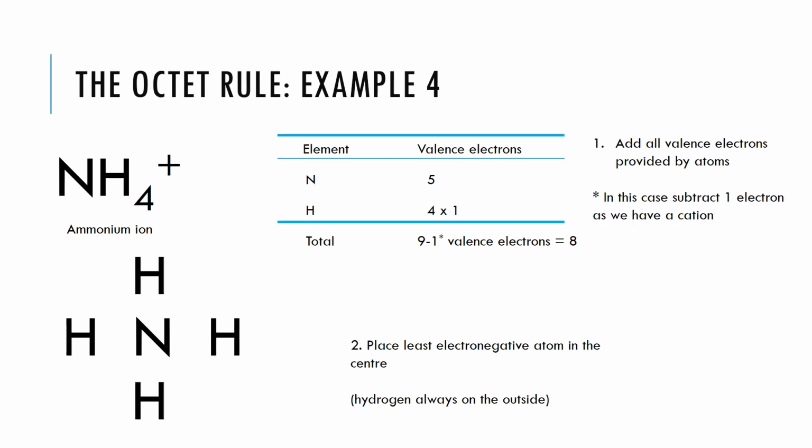Example 4 then, the ammonium ion, NH4+. This is a slightly more interesting one. I add all of the valence electrons in the system. Nitrogen brings 5, hydrogen brings 1. We multiply that by 4. That gives me 9 valence electrons, but you'll notice I've got positive charge associated with this ammonium ion, so there's an electron missing somewhere. So I've got to subtract a valence electron from my overall count, which gives me 8 valence electrons.